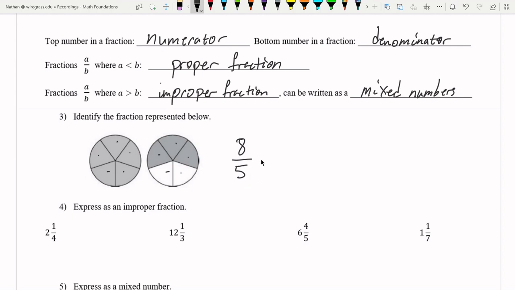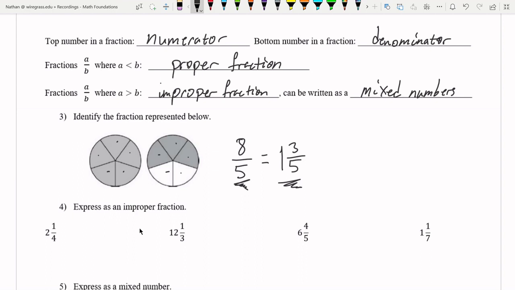I can rewrite this as 1, because we have a whole one shaded in, and we have 3 shaded here out of the 5 total. So 1 and 3/5. This is the mixed number version of what's being shown here, and the improper fraction version. The 1 and 3/5 makes more sense for this diagram because we have 1 whole one and 3/5. The 8/5, however, is more useful when you're doing mathematics.